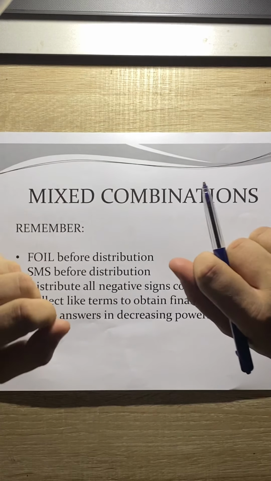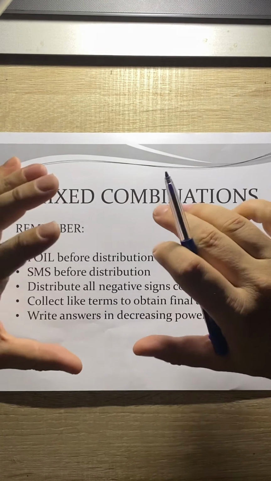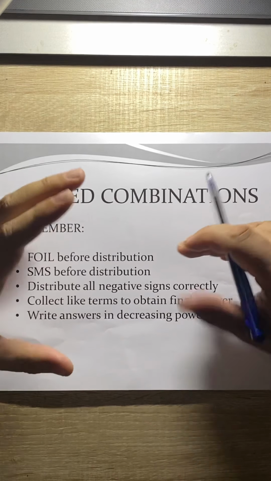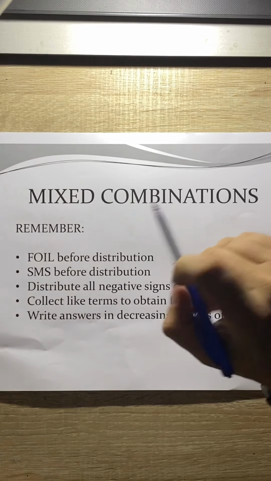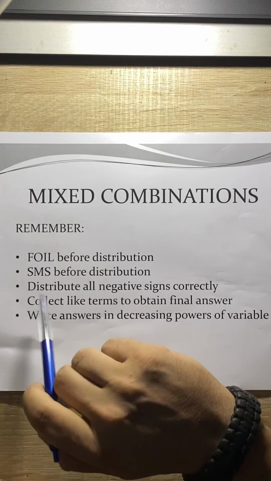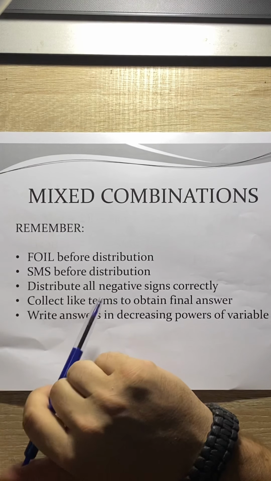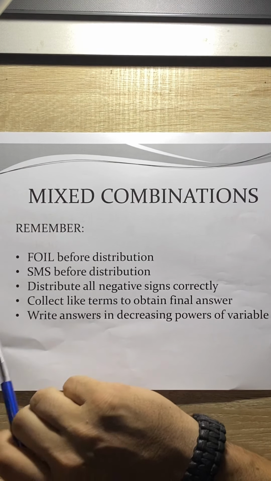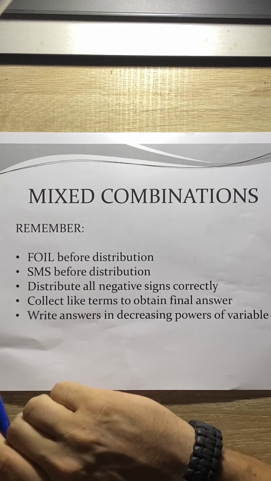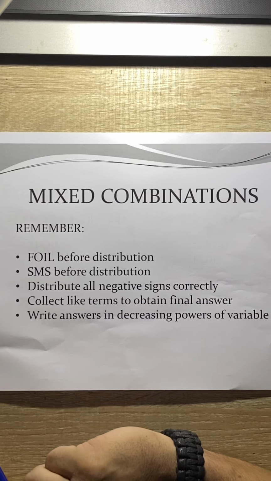All that means is that we're just going to make everything that you've learned so far into one question, okay? So here in the notes, they're just talking about FOIL before distribution, SMS before distribution, distribute all negative signs correctly, collect like terms to obtain final answer, and then write answers in decreasing powers of the variable.